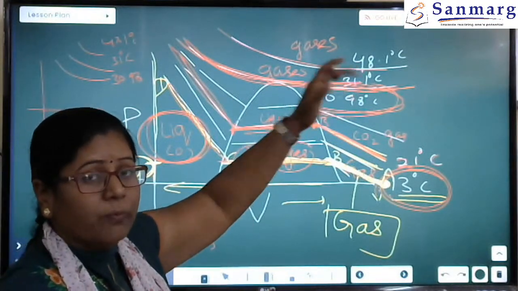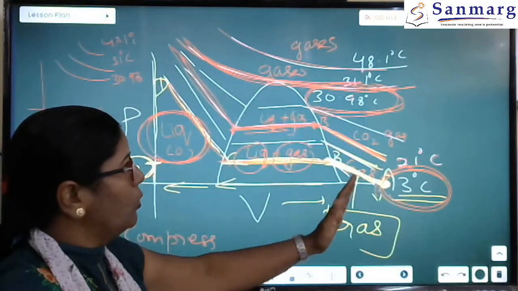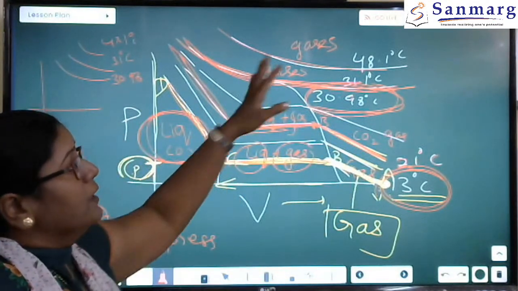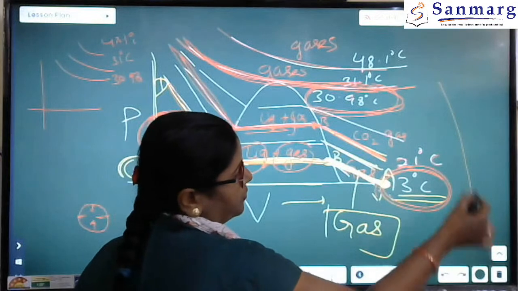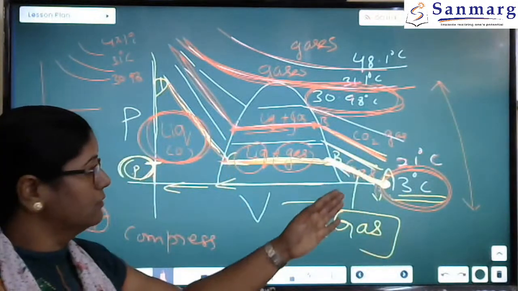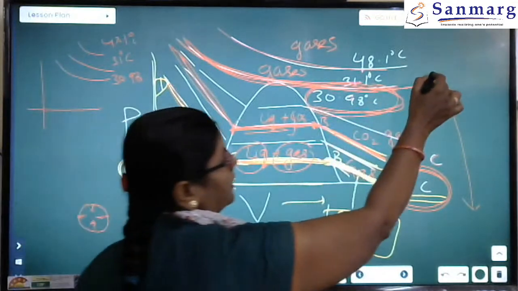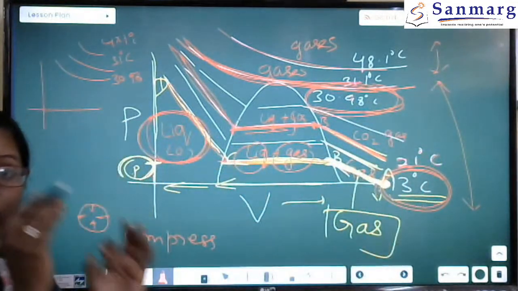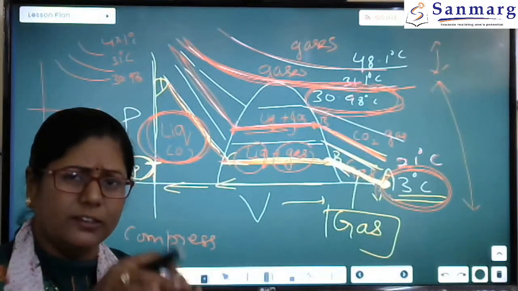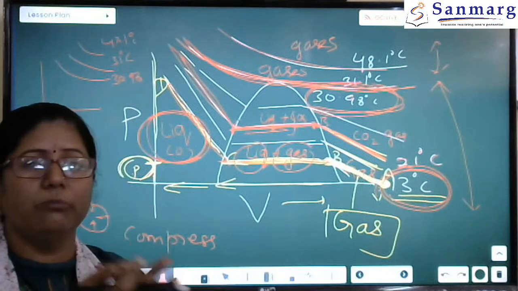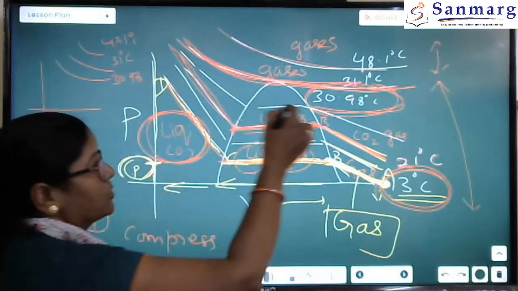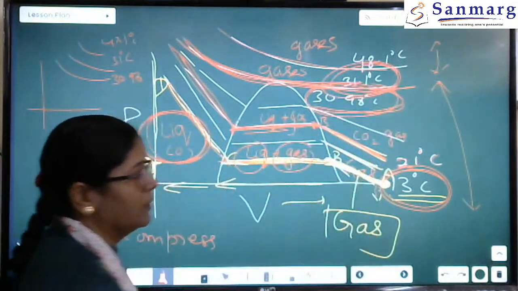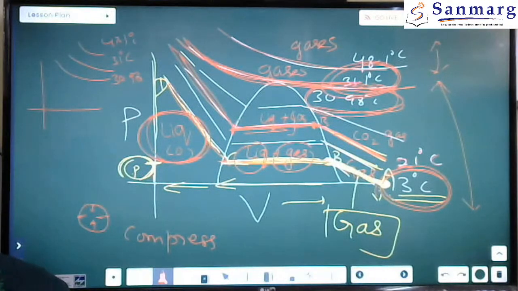At 48 degrees Celsius, look, even if you reduce the volume and increase the pressure, gas exists as gas only. Means below this temperature you can see gas is converting into liquid. But above this temperature, however much pressure you apply, however much you reduce the volume, whatever you do, it remains gas. So this temperature, what do we call it? Critical temperature. Right, this temperature is called the critical temperature.